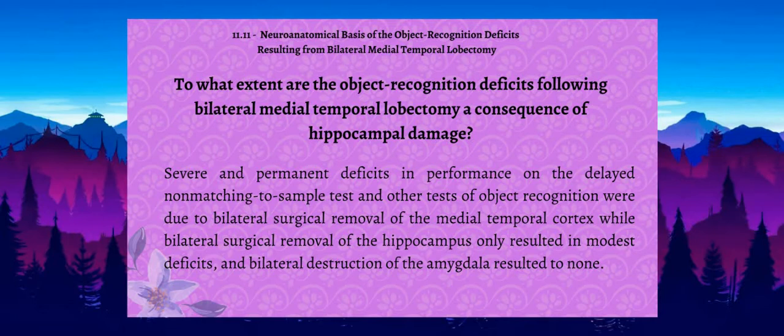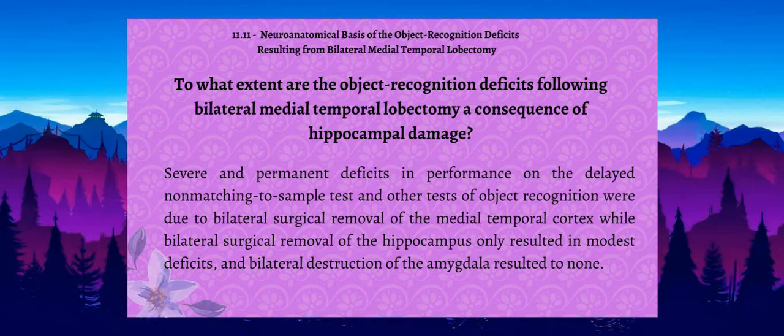There have been challenges to the claim that hippocampal damage is critical in medial temporal amnesia. Researchers such as Bassi and Saxida in 2005, Duba and Kornikuk and Pinel in 2000, and Mambi in 2001 have reached the same conclusions. Severe and permanent deficits in performance on the delayed non-matching to sample test and other tests of object recognition were due to bilateral surgical removal of the medial temporal cortex, while bilateral surgical removal of the hippocampus resulted in only modest deficits, and bilateral destruction of the amygdala resulted in none.